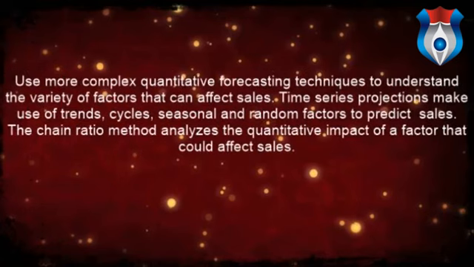Use more complex quantitative forecasting techniques to understand the variety of factors that can affect sales. Time series projections make use of trends, cycles, seasonal and random factors to predict sales. The chain ratio method analyzes the quantitative impact of a factor that could affect sales.